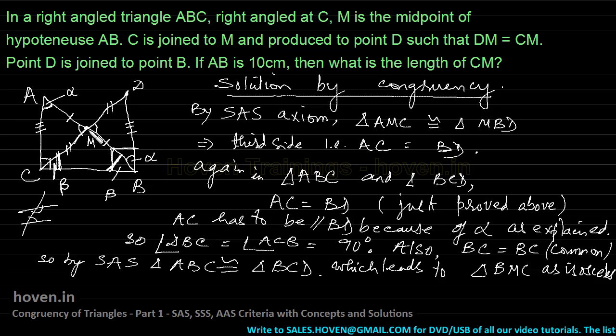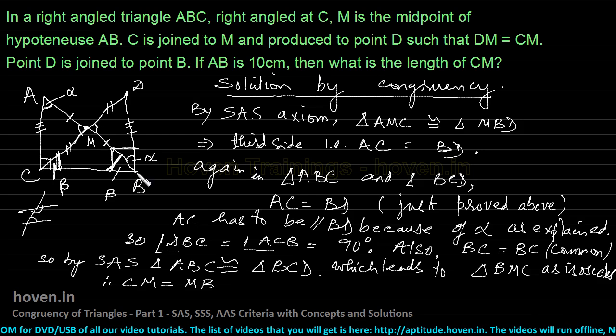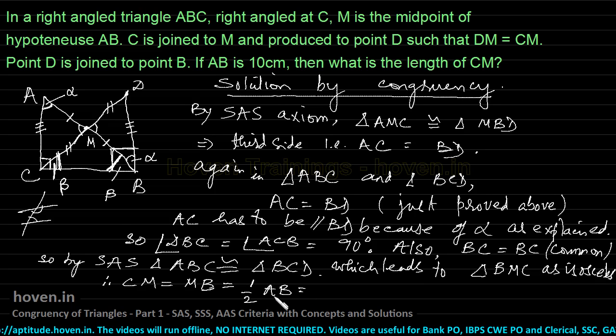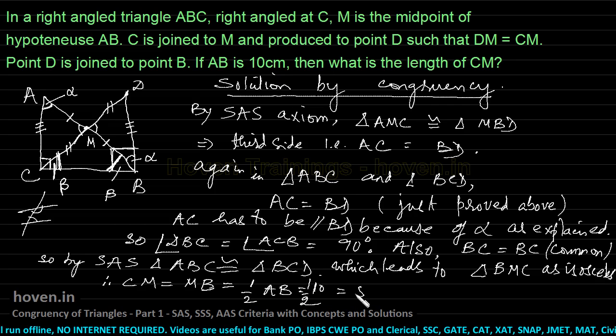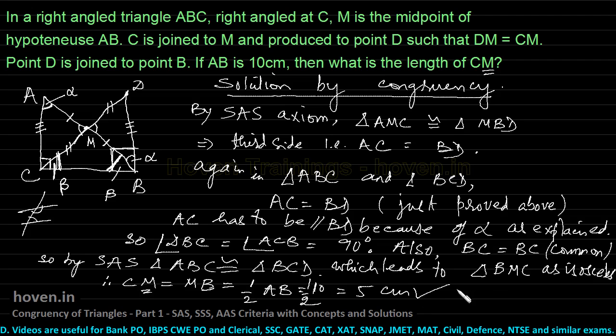Therefore, CM has to be equal to MB. In an isosceles triangle, the base angles are equal, so the sides are also equal. So CM has been proven equal to MB, and what is MB equal to? Half of AB, because M is the midpoint of AB. And what is AB given to us? AB is given to us as 10. So we will write half of 10 equal to 5 centimeter. So CM was required and its length has been proven equal to 5 centimeter.